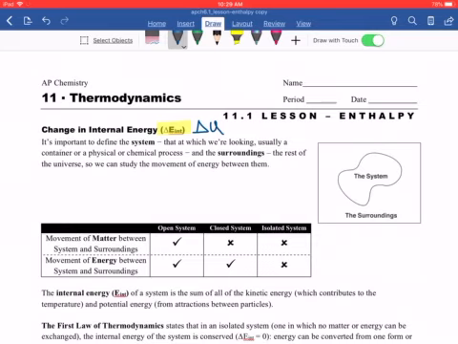They're the same thing. It is important to define the system, that's what we're looking at, versus the surroundings, because if you define the system as the surroundings, then the positive and the negative signs will be flipped. So make sure the first thing you do for any thermodynamics question, any thermochemistry question, is define your system first, your surroundings second, so that way you have your positive and negative signs correct.